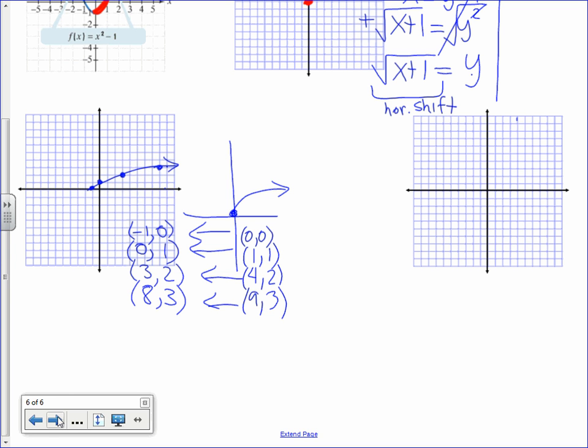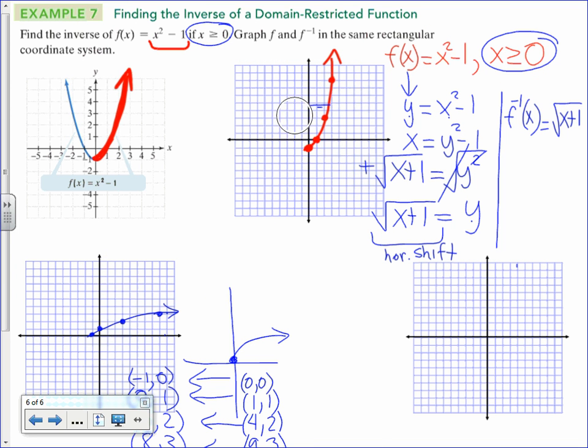Now let's look at the quadratic function with a restricted domain. And the points that I have here are 0, -1, 1, 0, 2, 3, and 3, 8. Yes, is that correct?